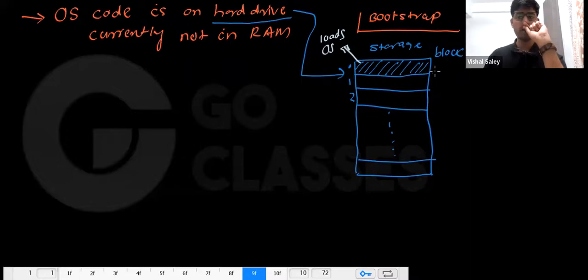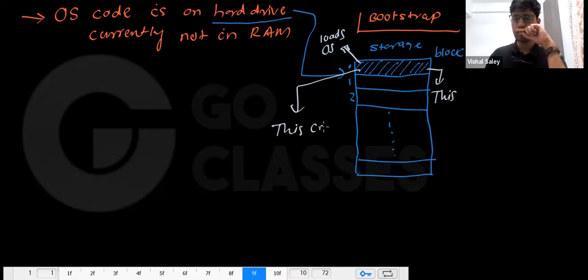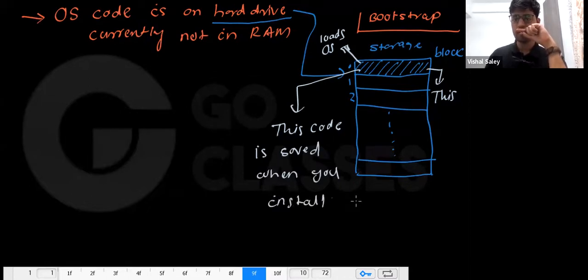Now who writes this code? The operating system. Whenever you install an operating system, the installer of the operating system writes this code. It's basically saved when you install the operating system. Nowadays it directly comes with your laptop, so you don't have to worry about who writes it, but whenever you install an operating system, it basically gets it, right?